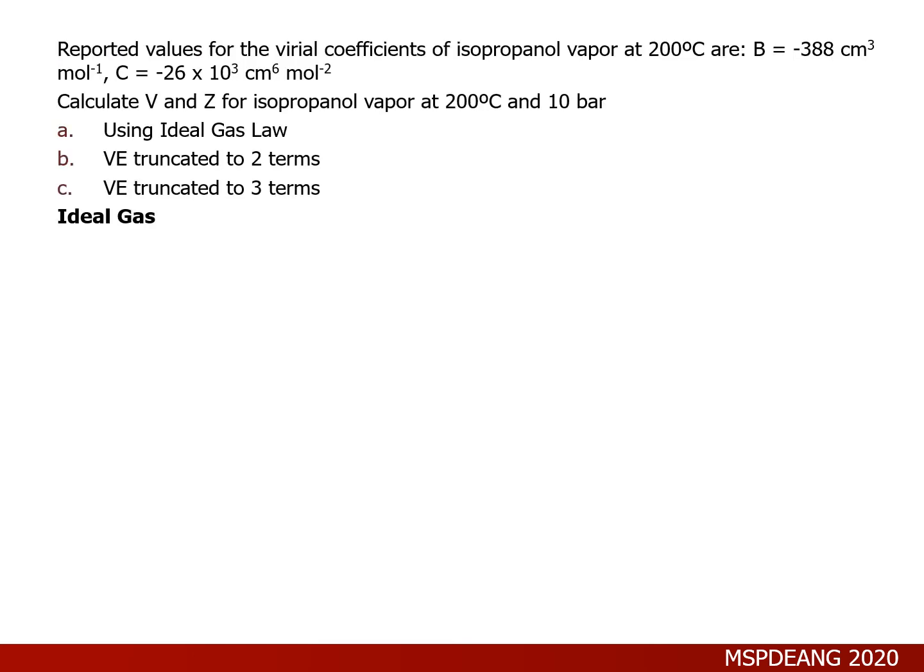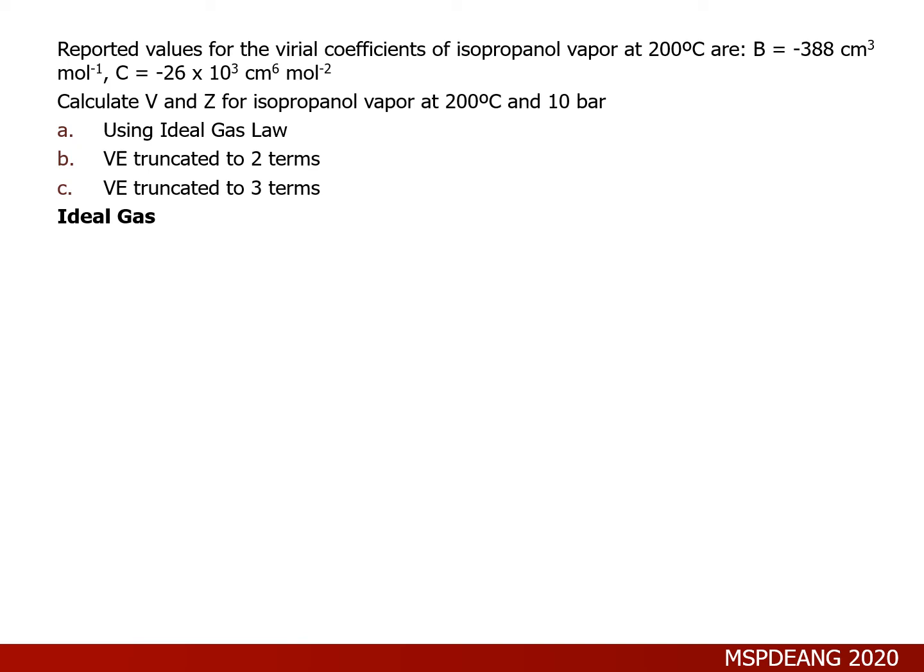So let's have one example on how to calculate the real volume of a gas using the virial EOS. We have the reported values of the virial coefficients for isopropanol vapor at 200 degrees Celsius, given B and C. Now calculate the molar volume and the compressibility factor for isopropanol vapor at 200 degrees Celsius and 10 bar. First, using the ideal gas law. Second, using the virial EOS truncated to 2 terms, so up to B only. And then using the virial EOS truncated to 3 terms, so up to C.